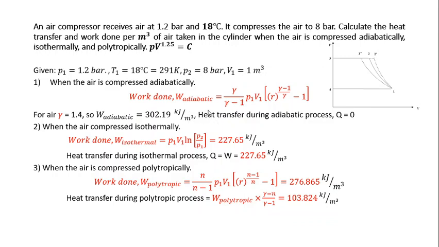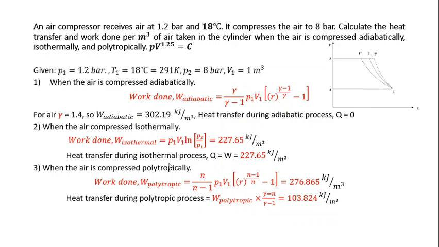Now, what about the heat transfer during the adiabatic process? See, adiabatic process is the process in which there is no heat transfer from the system or to the system. So the heat transfer Q will be 0. The second case is when the air is compressed isothermally. So work done is equal to P1 V1 ln P2 by P1, which is equal to 227.65 kilojoule per meter cube.